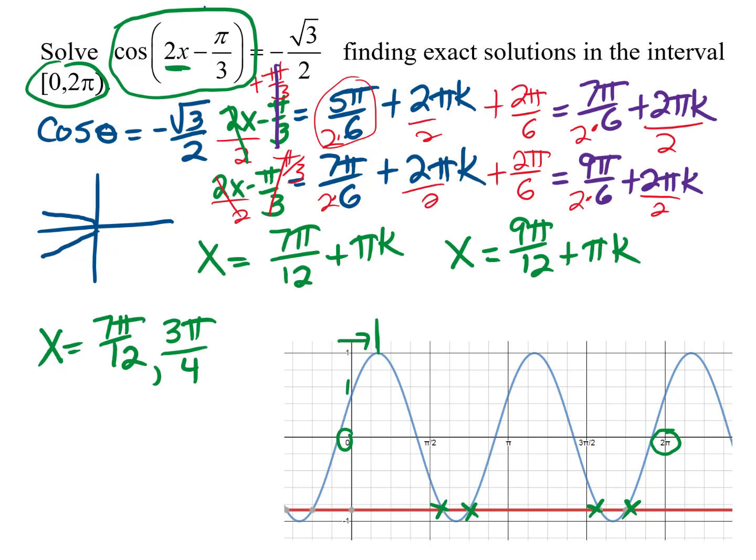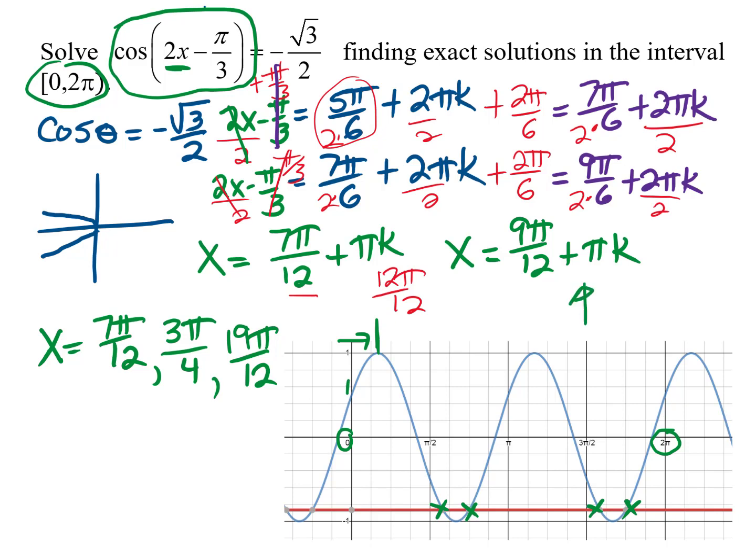To get my next solution, I'm going to go back to this one and let the k be 1. So I'm going to add pi to this, which is adding a period to get the next one. If I add pi, in order to add it to twelfths, I just need to make it into twelfths, so 12 pi twelfths. I'm going to add that to the 7 pi twelfths and get my third solution, which is going to be 19 pi twelfths.